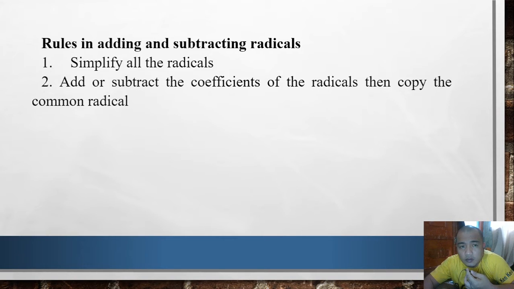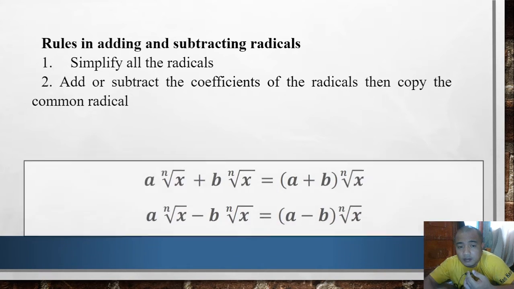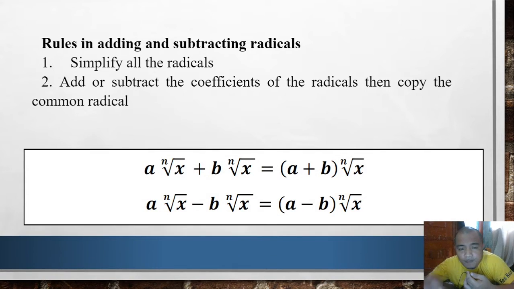Okay, there are rules in adding and subtracting radicals. Number 1, simplify all the radicals. Then add or subtract the coefficients of the radicals and copy the common radical. So if we have, for example, a nth root of x plus b nth root of x, add the coefficients, a plus b nth root of x, then copy the common radical. Common radical is nth root of x. Same is true with subtraction. A nth root of x minus b nth root of x is equal to a minus b nth root of x.